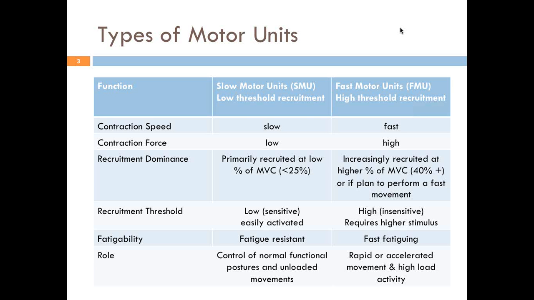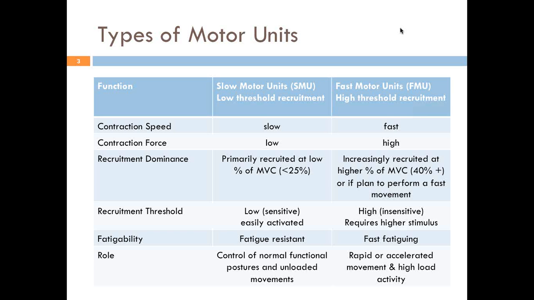In contrast, you have your fast motor units, which are high threshold. So they're going to contract fast, have a high contraction force and produce movement. They're recruited at greater than 40% of maximum voluntary contraction. If you're planning to perform a fast movement, like you want to quickly bend down, or squat, or reach up for something, you're going to recruit your fast motor units. They're quite insensitive, meaning their threshold is high. You need a higher stimulus in order to recruit them. And these muscles are going to fatigue very quickly, in less than 2 minutes.